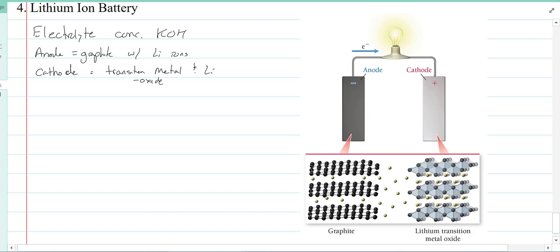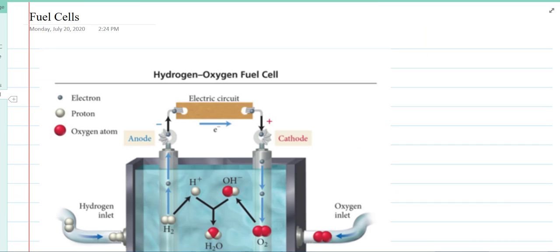The rechargeable, they have long life. They're very light. They have good energy density. They can be any shape you want, which is nice. So they are the hot thing right now, lithium-ion batteries. Will something else come out? Maybe. But they are big. Next thing we're going to talk about is fuel cells.